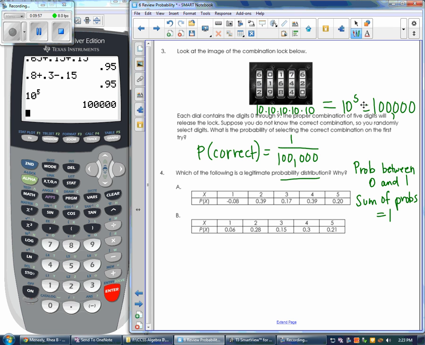So if I take a look at letter A, notice how the event 1 has a probability of negative 0.08. That's not possible. It's not possible to have a negative probability. And so this would not be legitimate. If I take a look at letter B, notice that all my probabilities are between 0 and 1. So that's met.